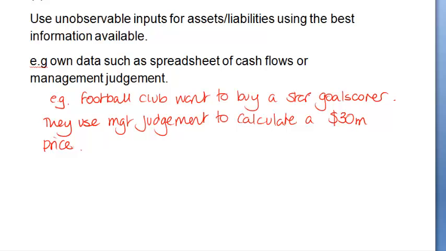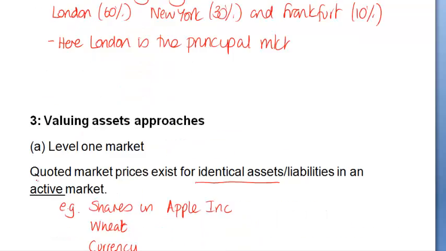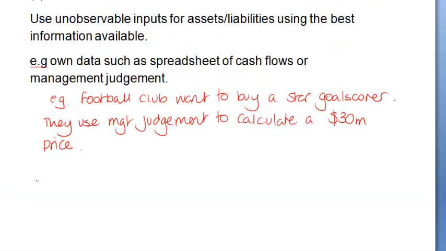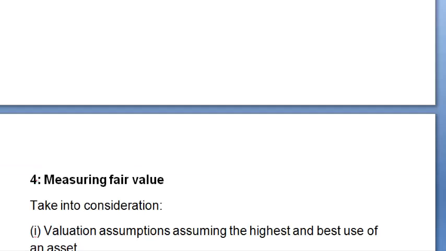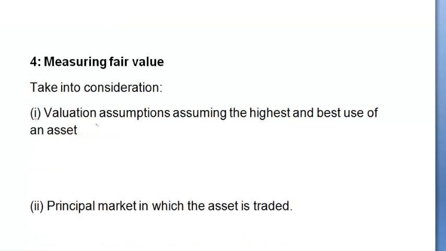So those are our 3 types of market that we have in respect of trying to work out the value of an asset or the transfer fee of a liability. Now, when we're measuring fair value, we should take into consideration the highest and the best use of an asset.